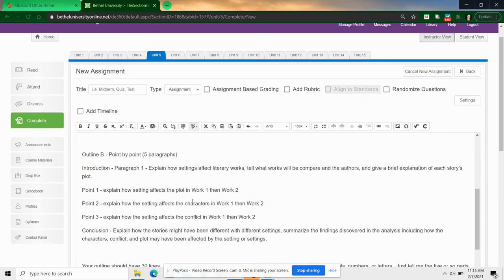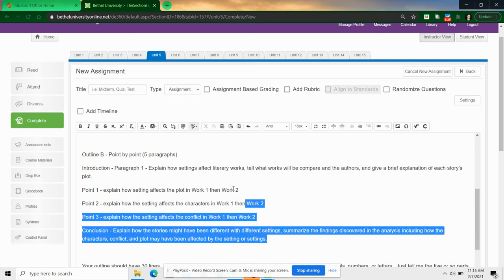Or if you want to go down here and talk about how the setting affects The Gift of the Magi and how it affects To Build a Fire, or how the setting affects the characters in The Gift of the Magi, and then again how it affects the characters in To Build a Fire, and then for your last paragraph how the setting affects the conflict in The Gift of the Magi and how it affects the conflict in To Build a Fire. So for this outline you'll go point by point.